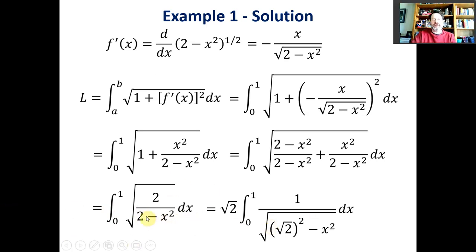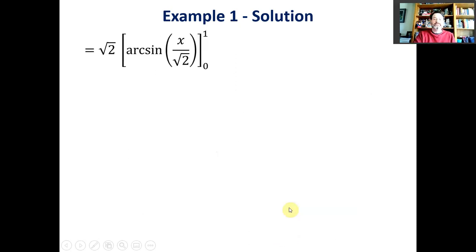Either way, you have to recognize that it's a squared minus u squared, so you have to recognize this as something squared. Well, it's the square root of 2 squared. And there's a formula for it, or you can do the calculation longhand. It's just square root of 2 times arc sine of x over radical 2 from 1 to 0.